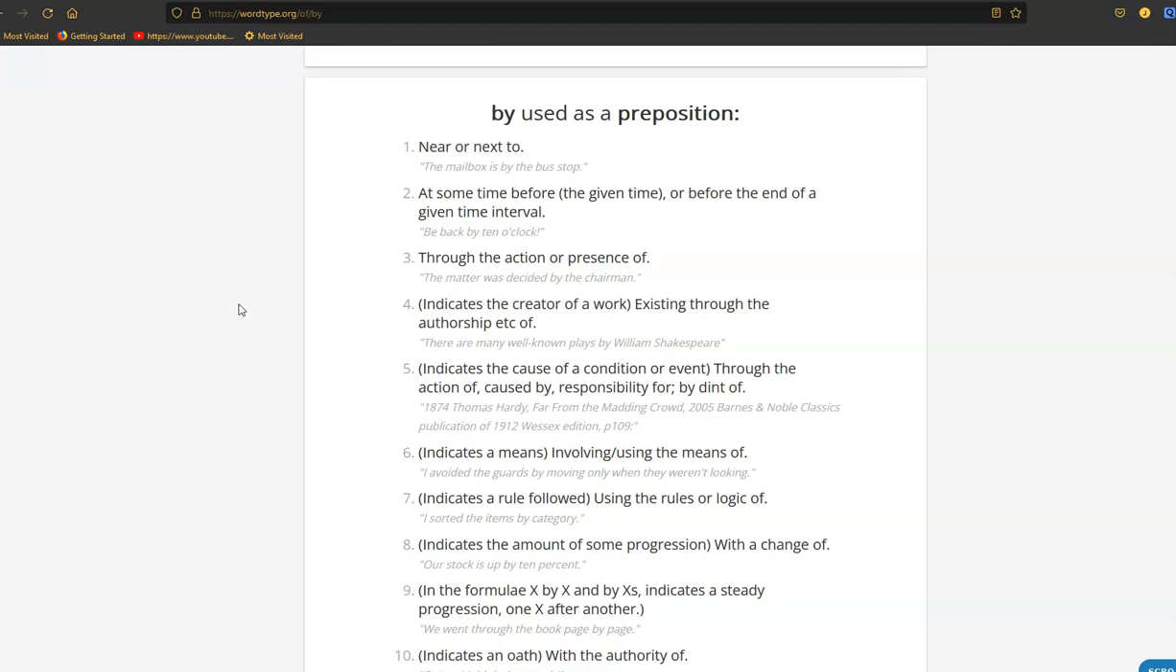"By" used as a preposition. This one is the obvious one, right? The mailbox is by the bus stop. Be back by 10 o'clock. So that's like a time interval. The first one was near or next to, the super obvious one. Through the action or presence of: the matter was decided by the chairman.